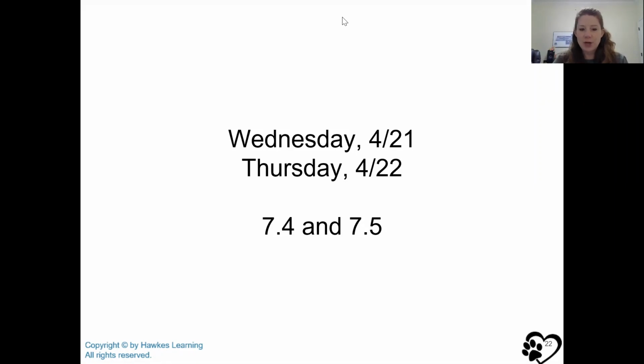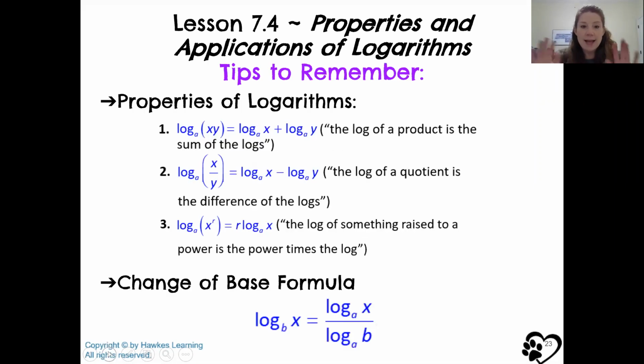So in this lesson, we are going to do all of 7.4 and part of 7.5. And then next week, Monday and Tuesday, we're going to finish 7.5, complete 7.6, and then guess what? That's it. No more new lessons. Yay! All right, so tonight we're going to talk about the properties of logarithms.